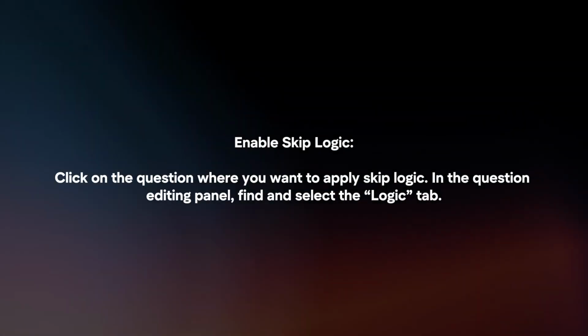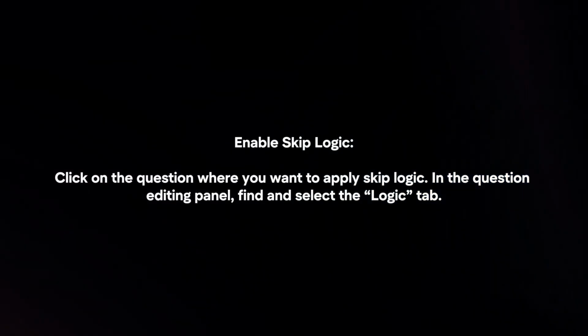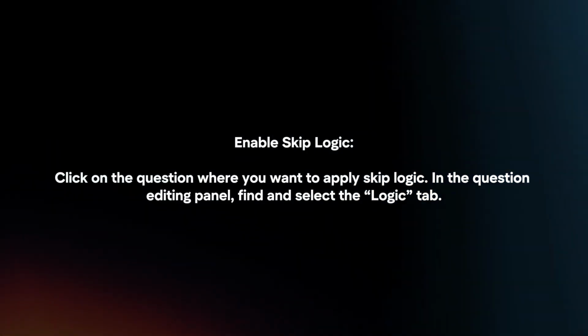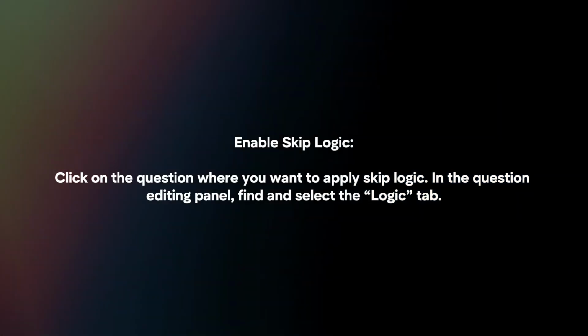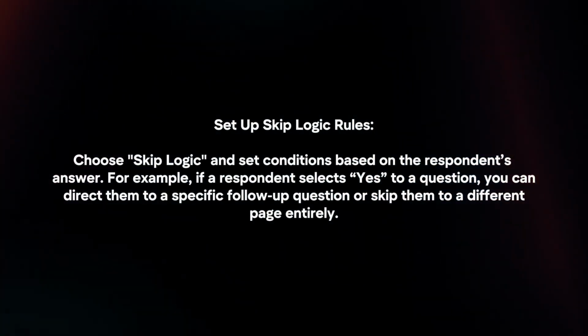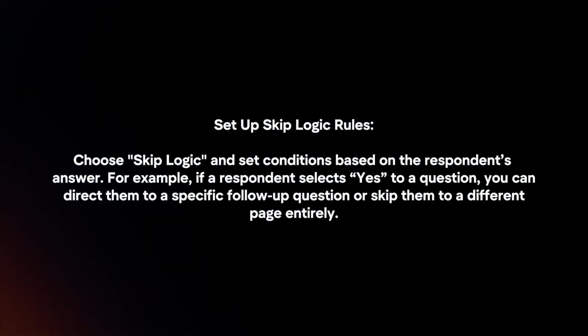Enable skip logic. Click on the questions where you want to apply skip logic. In the question's editing panel, find and select the logic tab. Set up skip logic rules. Choose skip logic and set conditions based on the respondent's answer.